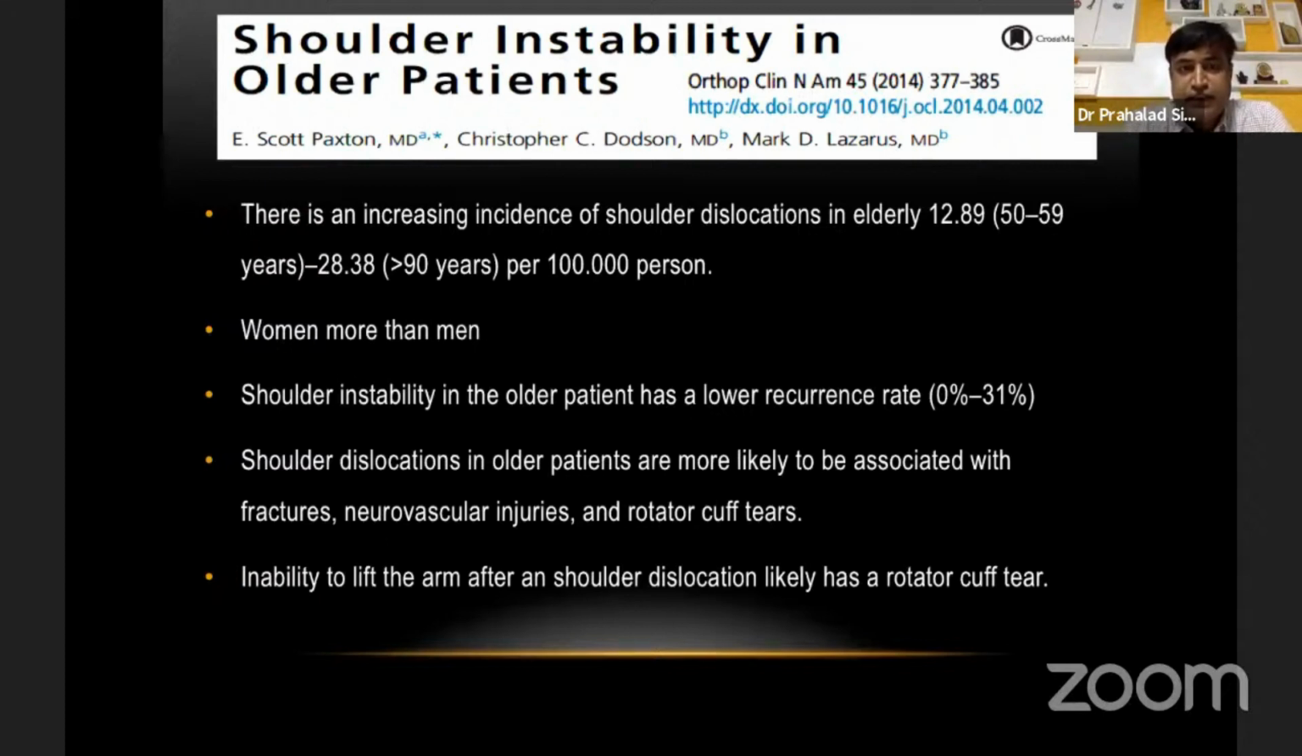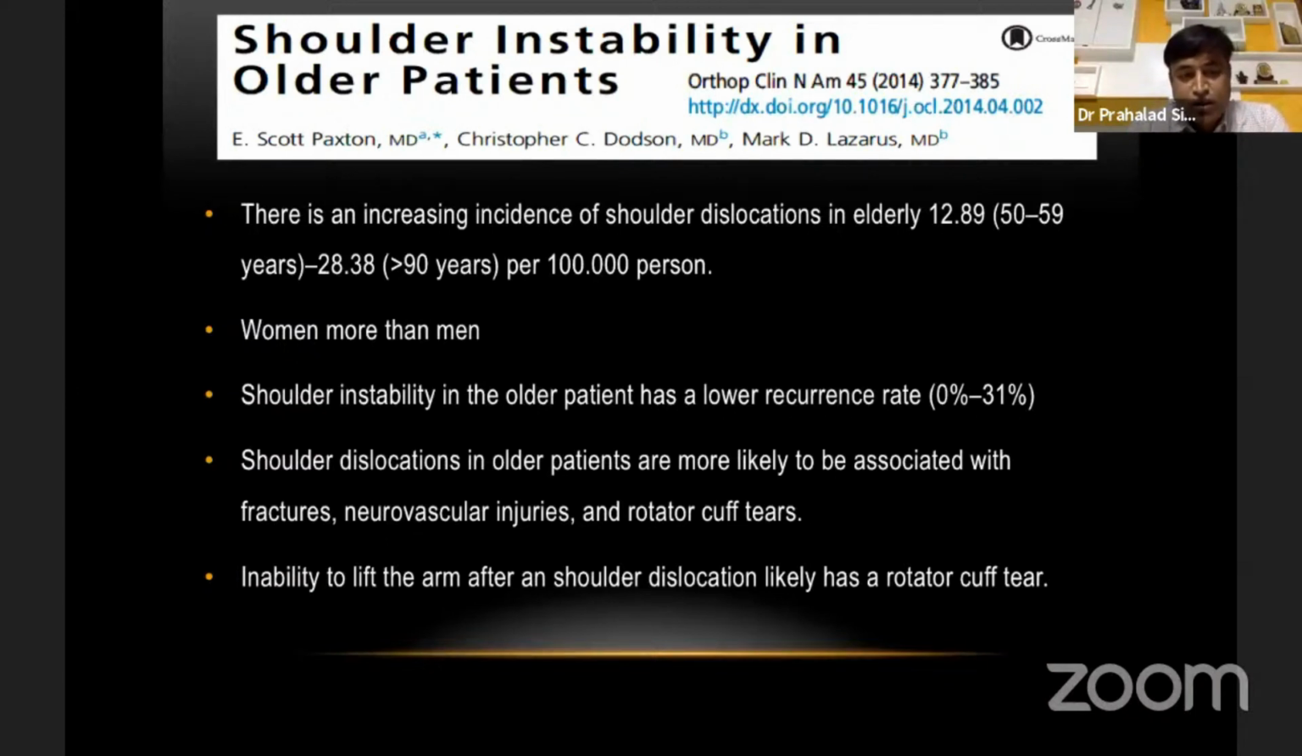They have seen that there is an increasing incidence of dislocation, particularly in the over 80 and 90 years age group. They have seen that it is more common in women than men. The recurrence rate is quite variable in the literature. It varied from 0 to 31%. Most of these shoulder dislocations are associated with tuberosity fractures or comminuted fractures. There is also some incidence of neurovascular injuries, and cuff tear is the most common association.